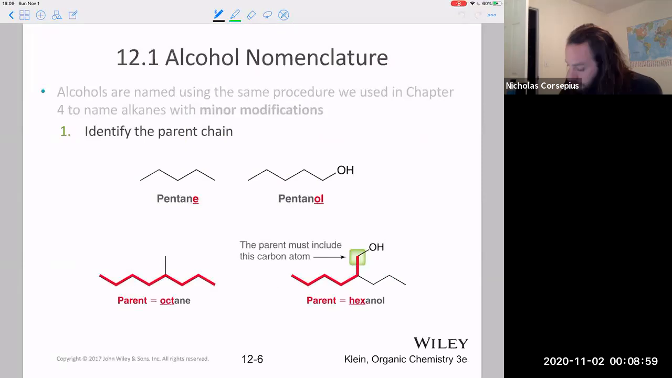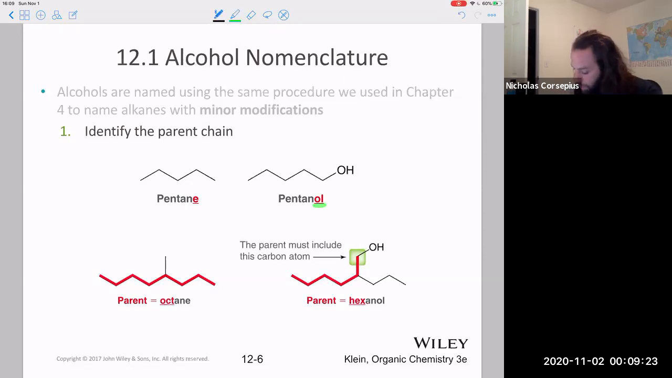Okay. So again, big differentiation is this "ol" suffix, right? So if we have a 5-carbon alkane, that's pentane. If we have a 5-carbon alcohol, that's a pentanol. And again, just like with our other functional groups, when you're finding your parent chain, it should include that functional group, right?